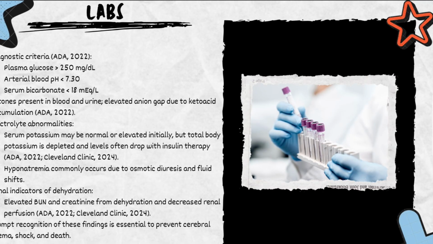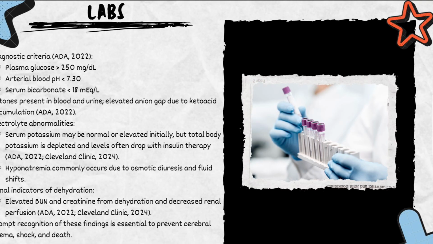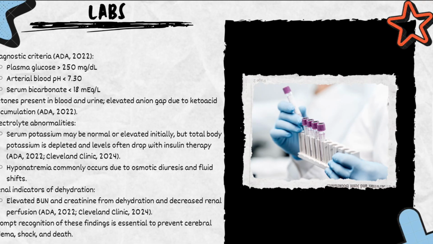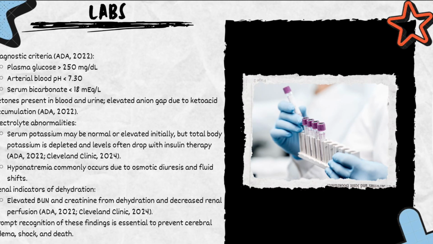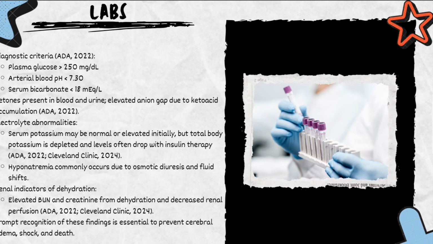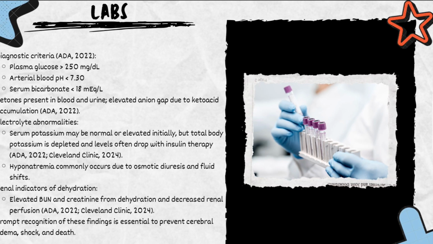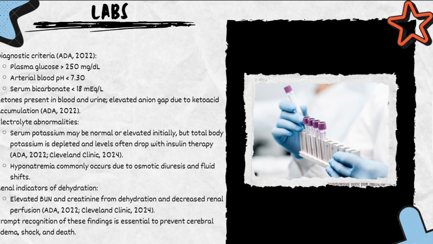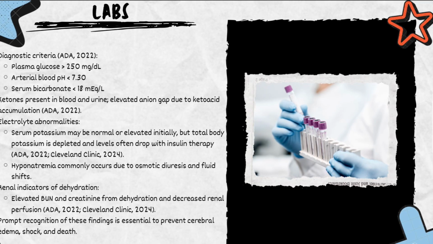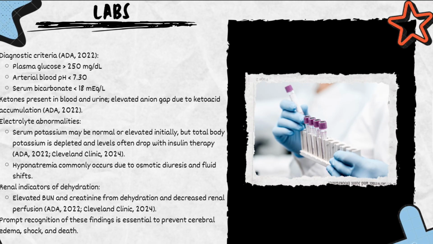Electrolyte abnormalities. Serum potassium may be normal or elevated initially, but total body potassium is depleted and levels often drop with insulin therapy. Hyponatremia commonly occurs due to osmotic diuresis and fluid shifts. Renal indicators of dehydration include elevated BUN and creatinine from dehydration and decreased renal perfusion. Prompt recognition of these findings is essential to prevent cerebral edema, shock, and death.